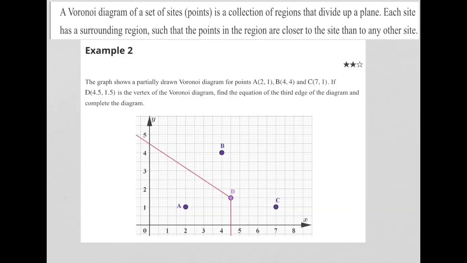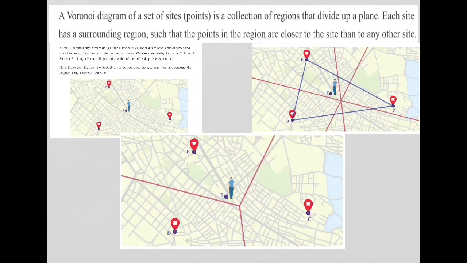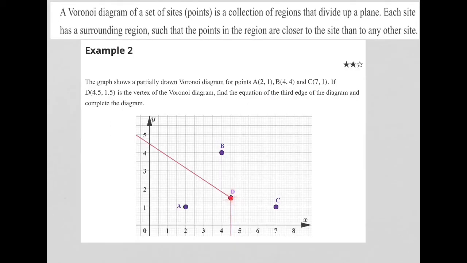Here, this is the last example for today. We are asked to find out the third edge. We know that the edges are called perpendicular bisectors. This is one edge, this is the other edge, this is the third edge. So the three edges are perpendicular bisectors and they meet at the vertex. Here in this question, point D is the vertex and the third edge should be here somewhere, because this will be the perpendicular bisector of BC.